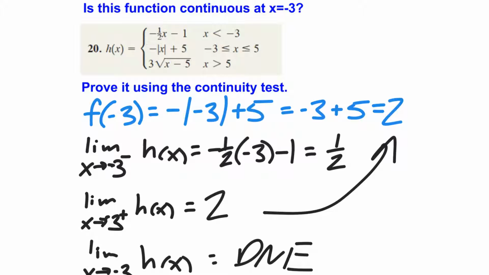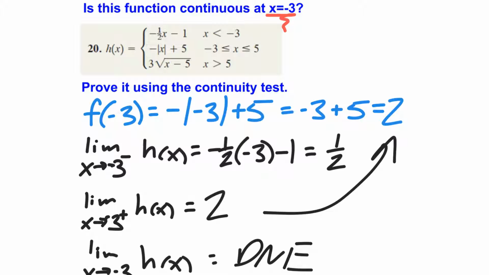All right? And then again, just to emphasize and remind you, what are we and aren't we saying with this? All we're saying here is that at x equals negative 3, it is not continuous. We've only really proven anything just for that one x value. We haven't proven anything about any other x values or about the whole function as a whole.